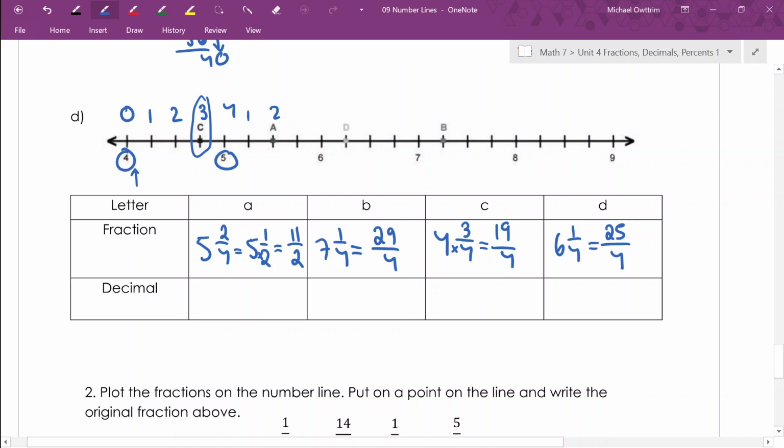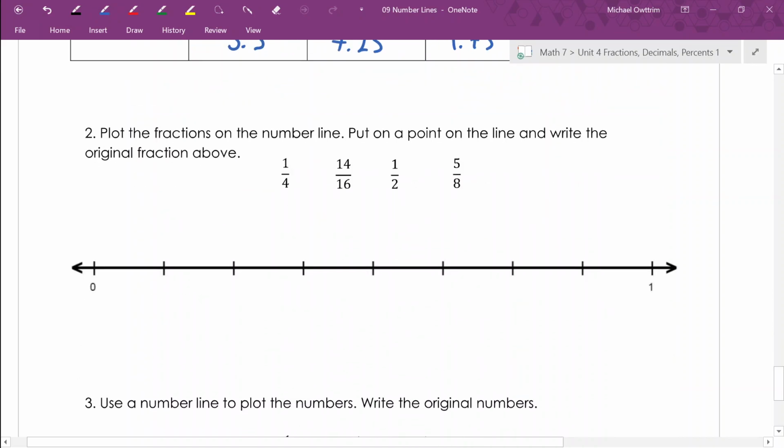For our decimals, let's go ahead and think about these. For our 11/2, or 5 and 1/2, that is 5.5. I know that because 1/2 is 0.5. Of course, I could convert that fraction to be an out of 10 as well, and I get 5 and 5/10. And that's where we get our 0.5 there. 1/4 we know is 0.25, so 7 and 1/4 is 7.25. 3/4 we know is 0.75, so 4.75 is our decimal. And again, 6 and 1/4 is 6.25.